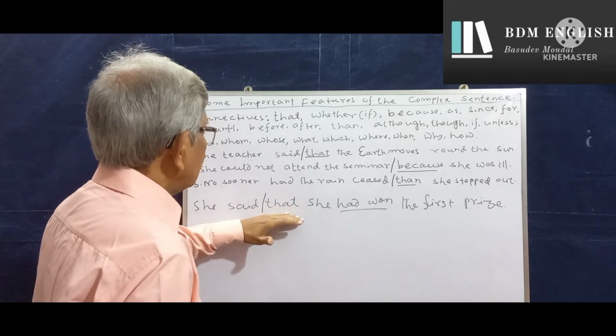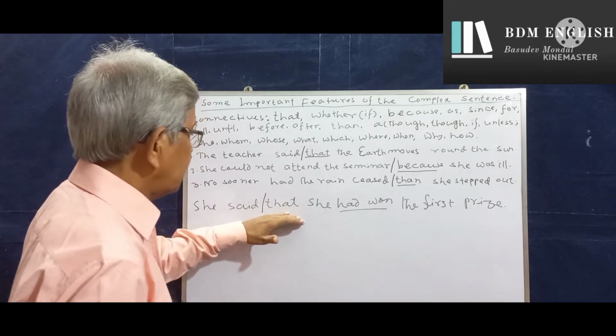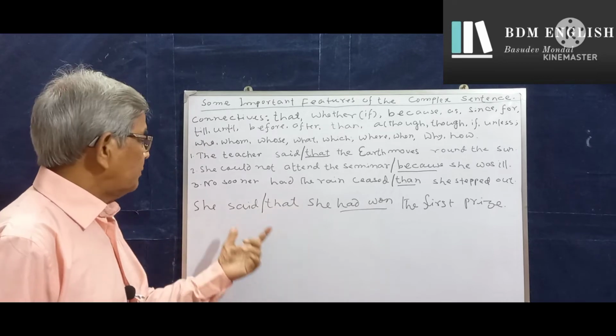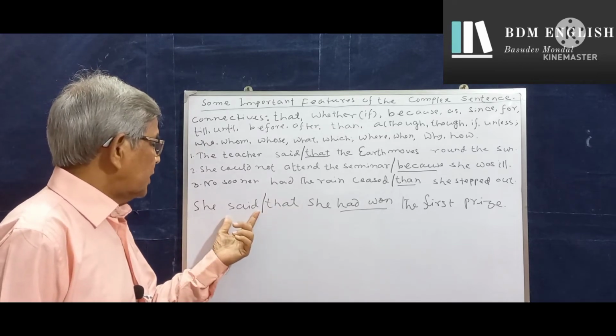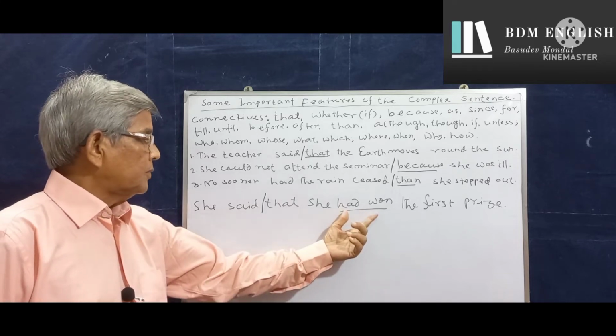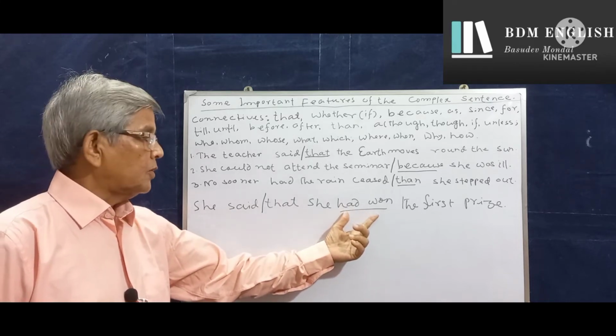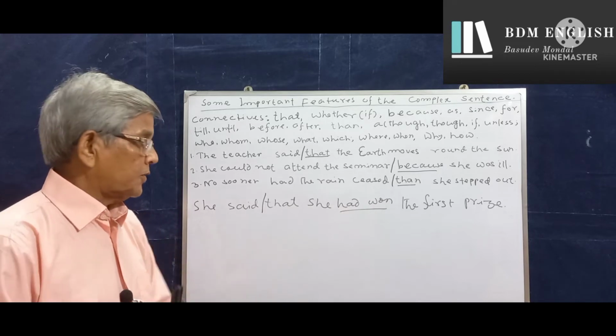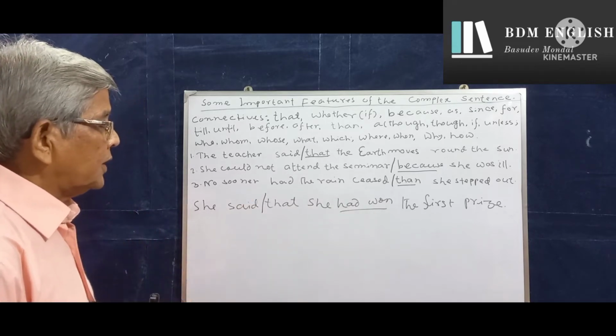It is rule number one of the sequence of tenses that when the finite verb of the principal clause is in the past tense, the finite verb in the subordinate clause is in some kind of past tense. This rule has two major exceptions.